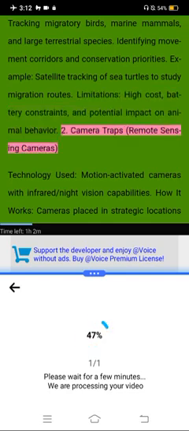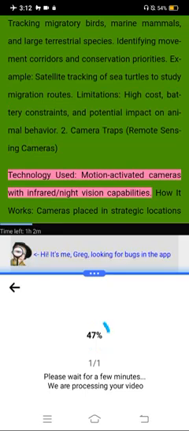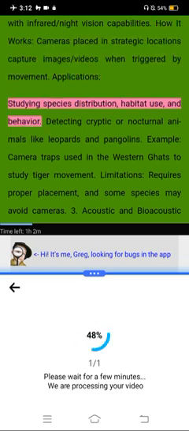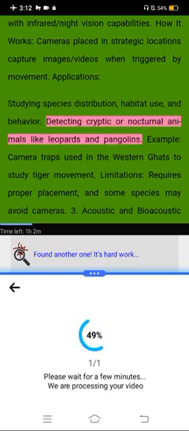2. Camera traps. Remote sensing cameras. Technology used: motion-activated cameras with infrared night vision capabilities. How it works: cameras placed in strategic locations capture images and videos when triggered by movement. Applications: studying species distribution, habitat use, and behavior. Detecting cryptic or nocturnal animals like leopards and pangolins.